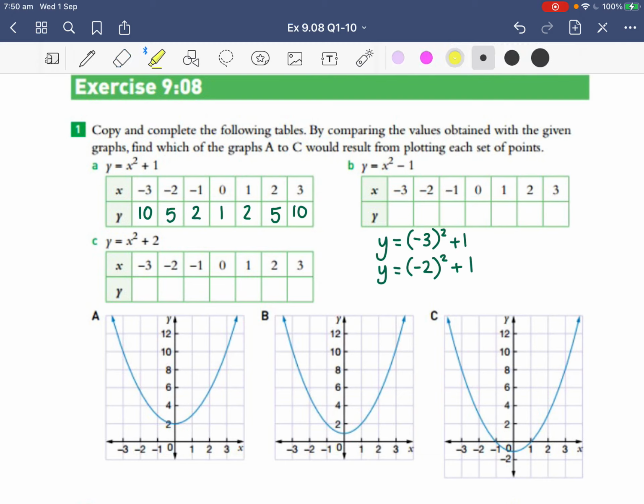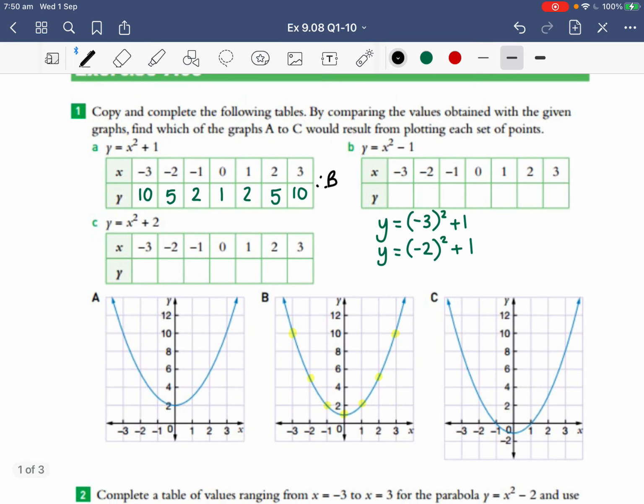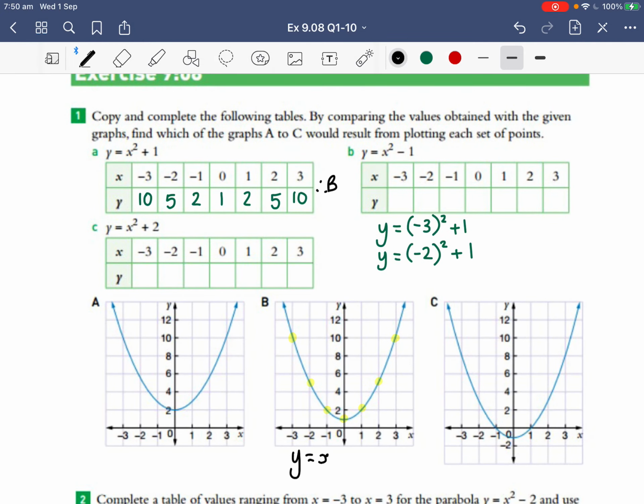If we now look at B, we have the point minus 3, 10. Yes, that is a point. Then we have the point minus 2, 5. Yes, this is looking good. Then we have minus 1, 2. Yes. And then 0, 1. Yes, we have 1, 2, 2, 5, and 3, 10. So therefore equation A matches up with graph B. On graph B, I'm going to write the equation y equals x squared plus 1. So that means equation A is graph B.